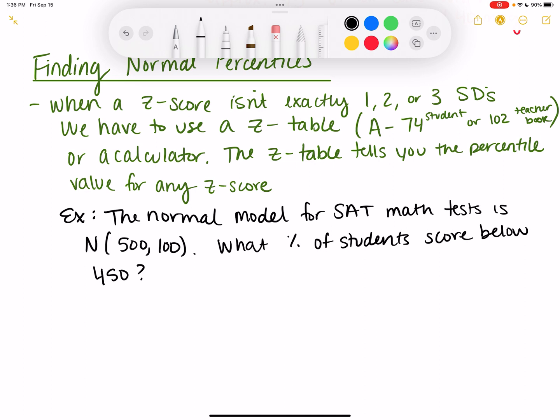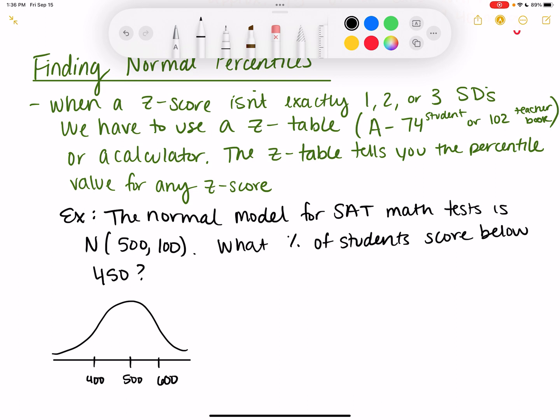No way my math score was below 450 on my PSAT. Because I got an 840 on my PSAT.